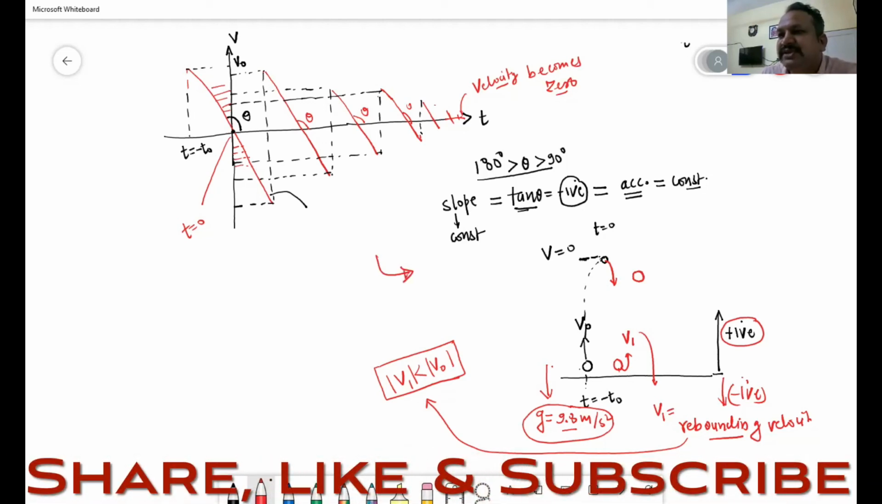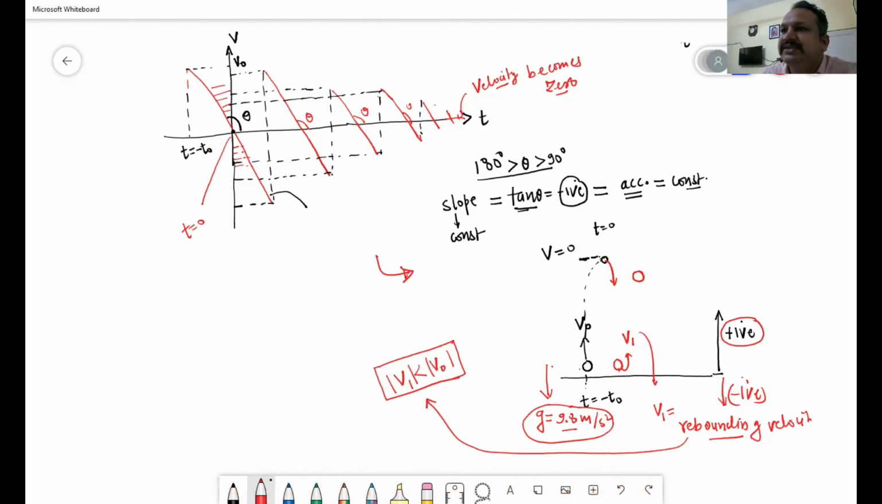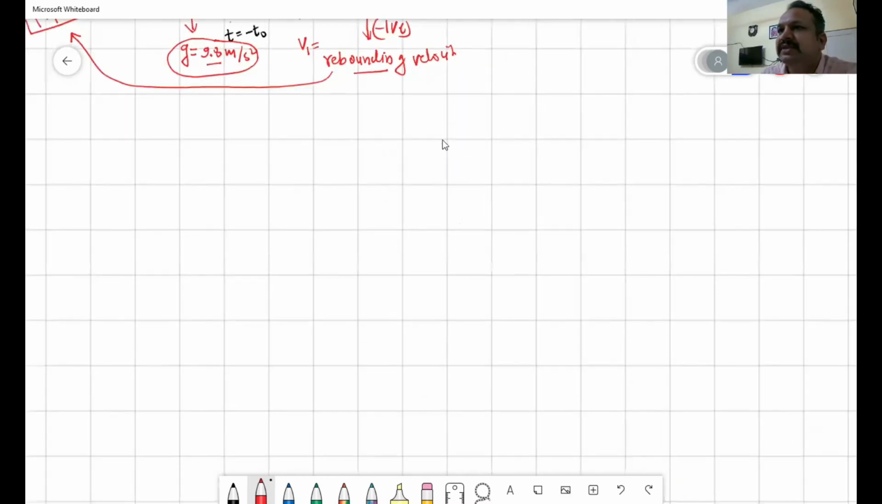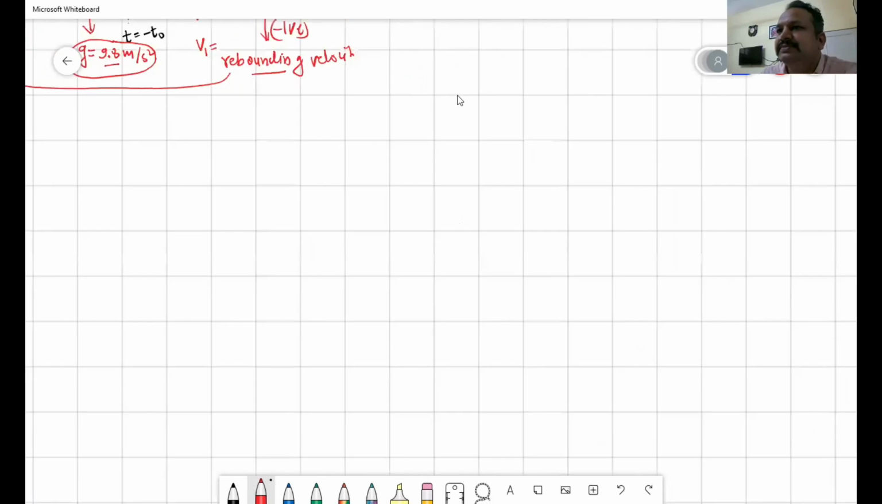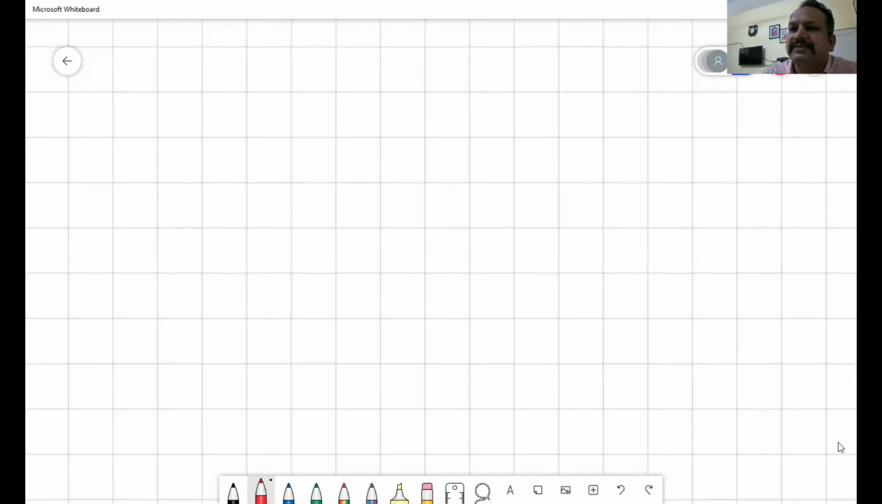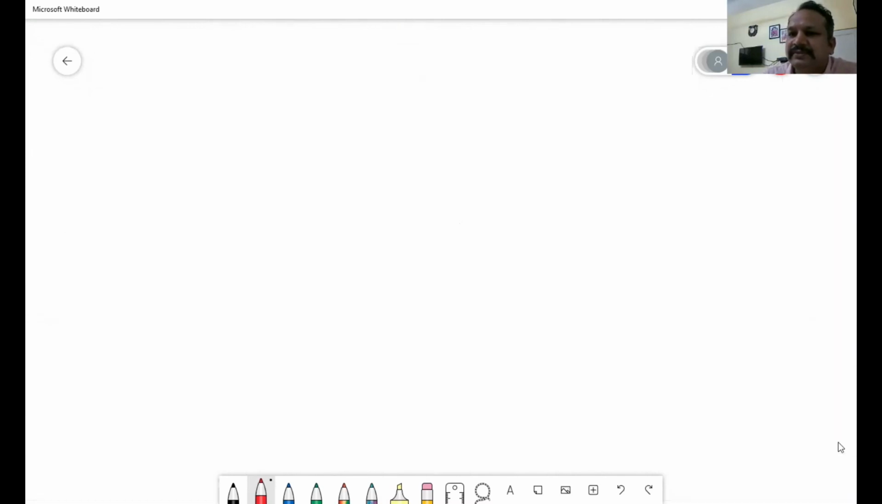Now I am going to discuss the last graph which is given to us. The last graph is given like this. This is the acceleration-time graph. A sharp peak is there, and then again it comes to zero.